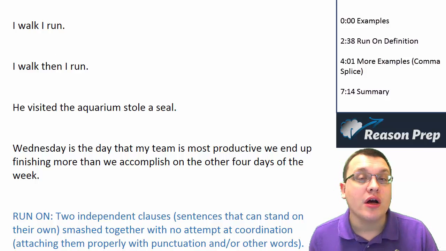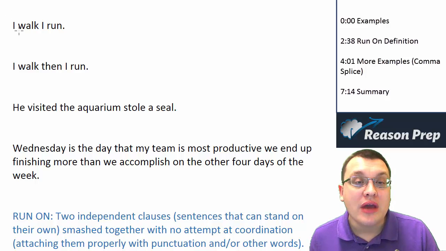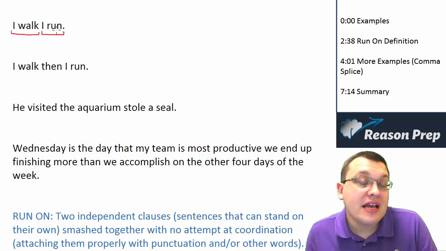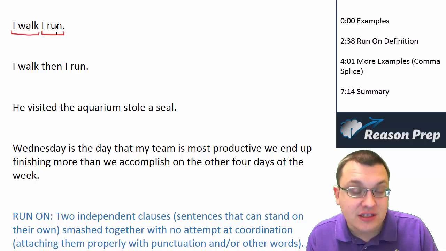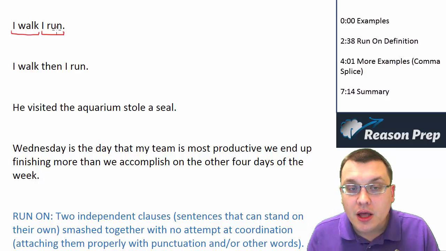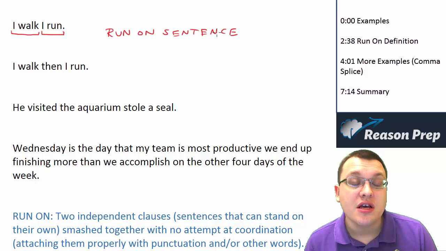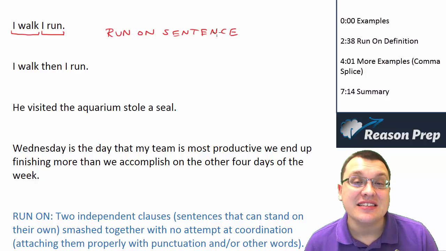I walk, I run. What's the problem with this? Well, we have two independent clauses, two complete sentences. I walk, I run. Yes, they're short, but remember they are sentences because they've got a subject and a verb. And we put them together with nothing. We just smashed them together. This is called a run-on sentence. So you need to have some punctuation, additional words, something that you can use to connect these sentences.